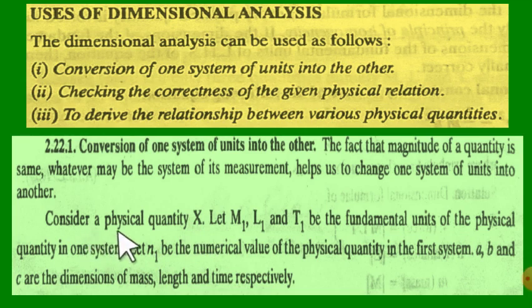So consider a physical quantity x. Let m1, l1 and t1 be the fundamental units of the physical quantity in one system. Suppose it is in SI units, then mass will be in kg, length in meters, and time in seconds. Let n1 be the numerical value of the physical quantity in the first system. What is this n1? n1 is nothing but the numerical value of the physical quantity in the first system.